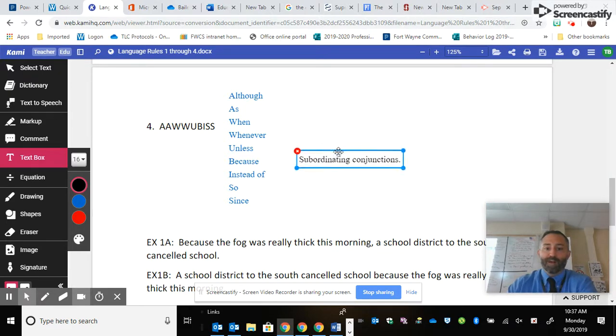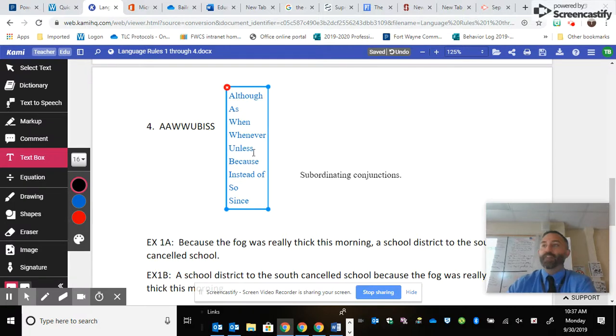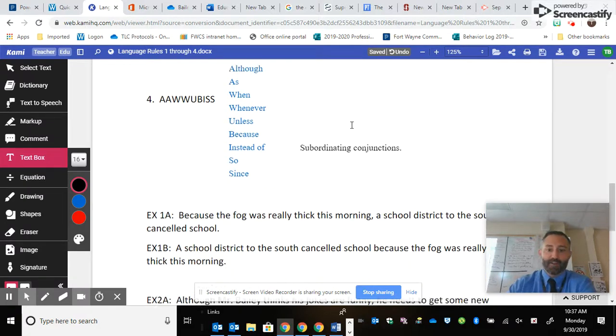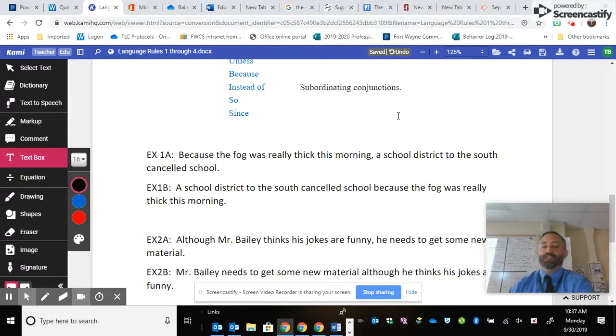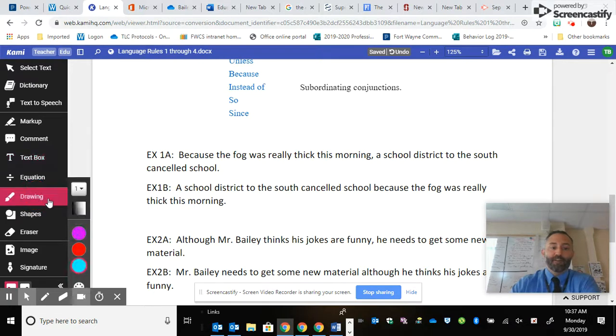I'm going to move the text box down so that I can scroll down. Does everybody have the list? All right, good. Subordinating conjunctions. Then let's take a look. In example 1A, we have the word because at the beginning of a sentence. Now, how many of you have ever heard the rule, never begin a sentence with the word because? Yeah, you've heard that, right? It's false.